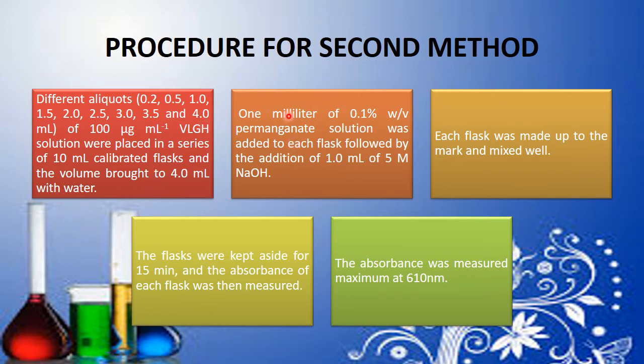Then 1 milliliter of 0.1% weight by volume permanganate solution was added to each of the flasks, followed by the addition of 1 milliliter of the 5 molar sodium hydroxide. Then each flask was made up to the mark and mixed well. The flasks were kept aside for about 15 minutes and the absorbance of each flask was then measured. The absorbance was measured to be maximum at about 610 nanometers.